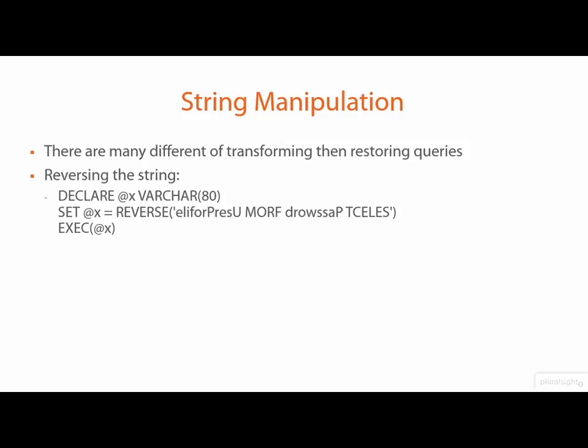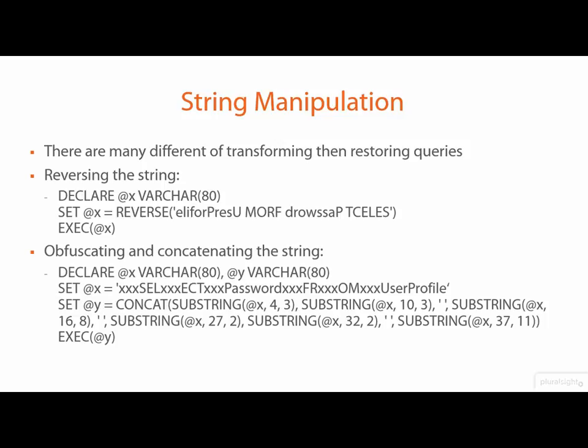Another way we could go about this is concatenating the string. So we can actually join the whole thing up like this. Now this looks very messy, so let me explain what's going on here. We're declaring two variables, x and y, they're both varchar 80s.